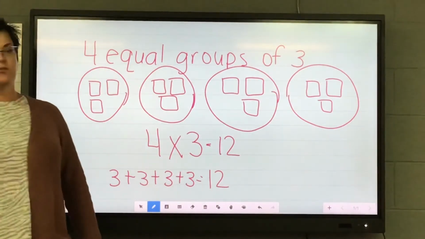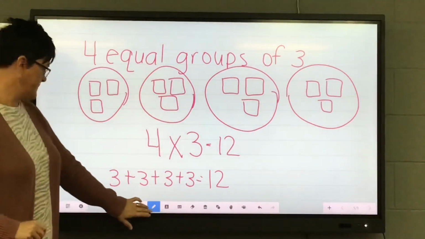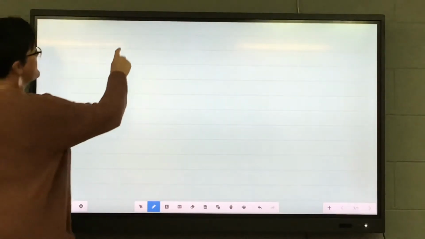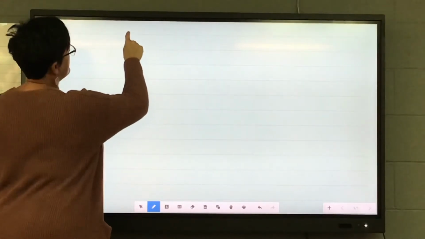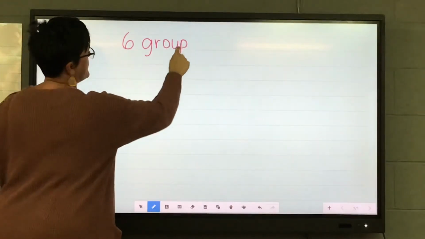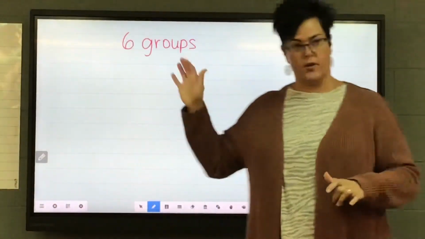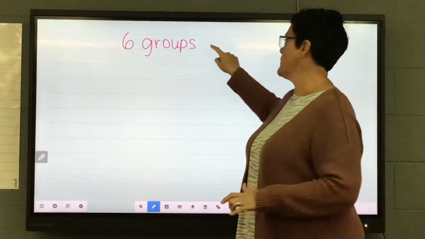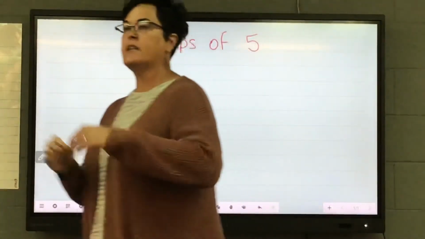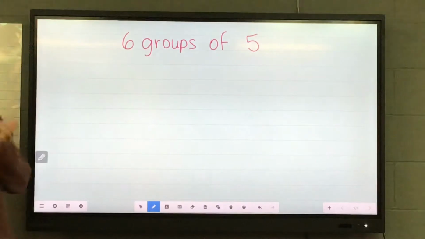This time, I want you to have your dry erase marker out as well. Are we gonna need a whiteboard? Nope. We're gonna use the square tiles to show this. 6 groups of 5. So go ahead and show that using the square tiles first. So make 6 groups of 5.